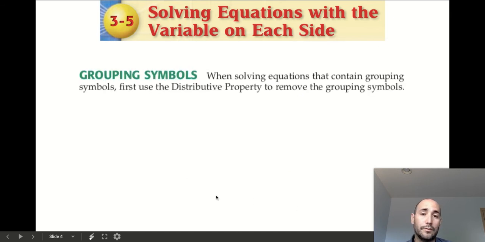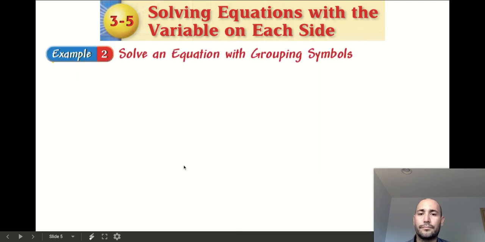So grouping symbols. Sometimes we're going to be working with equations that contain grouping symbols, like parentheses, right? And so when we do encounter problems like that, we want to use the distributive property to remove those grouping symbols. So let's take a look at an example.